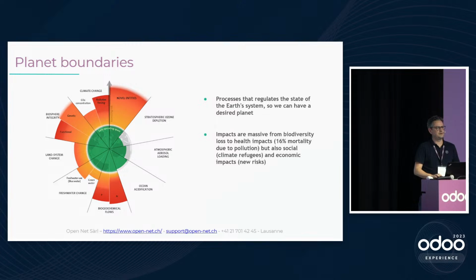First thing we need to understand is these planet boundaries. What are the processes that regulate the state of the Earth system so we can have a desired planet? We talk about biodiversity loss, we talk about pollution, but here we will concentrate on carbon emissions.